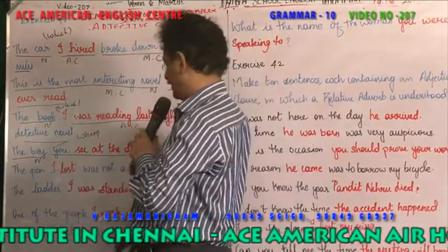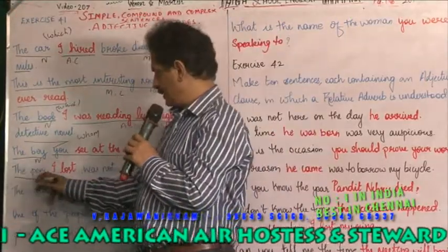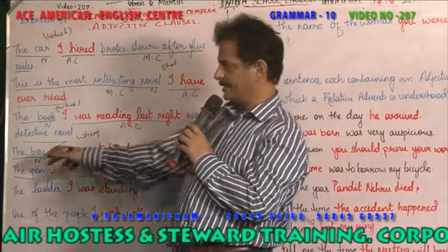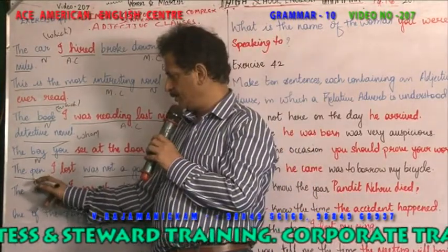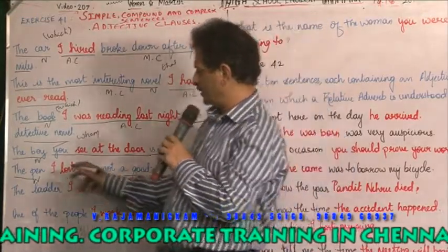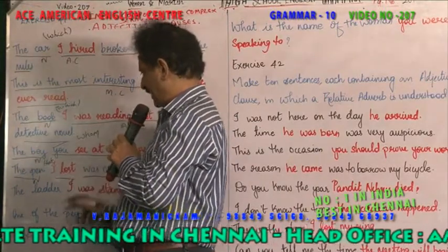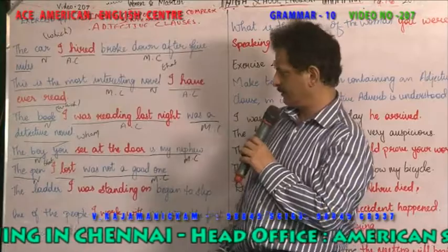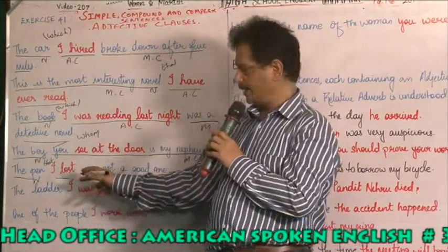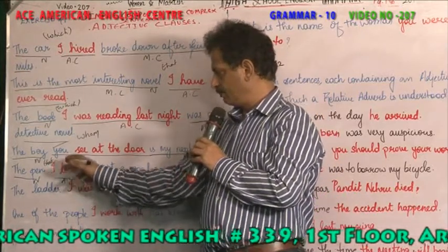The pen I lost was not a good one. The pen was not a good one is the main clause. In the main clause, the pen is the main word. The pen is the noun. Which pen? The pen that I lost. So, that relative pronoun is hidden here. The pen that I lost or which I have lost or which I lost was not a good one. So, this that I lost or which I lost is the adjective clause qualifying the noun, the pen.